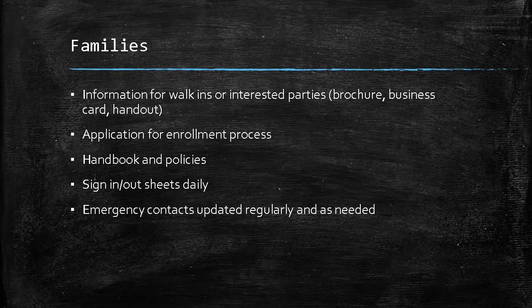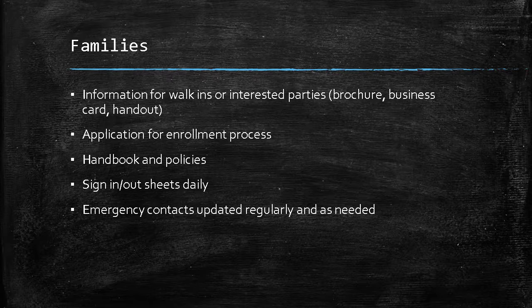So for families, I need to have information for walk-ins or interested parties. A brochure, a business card, a handout, some way that if they've walked in or they've heard about me through word of mouth, I have something right there to give them, so that they have something to go away with, so that they will call me back and they have all of my contact information. It can even be an application, or talking about the enrollment process, something like that. You need to have that as well.